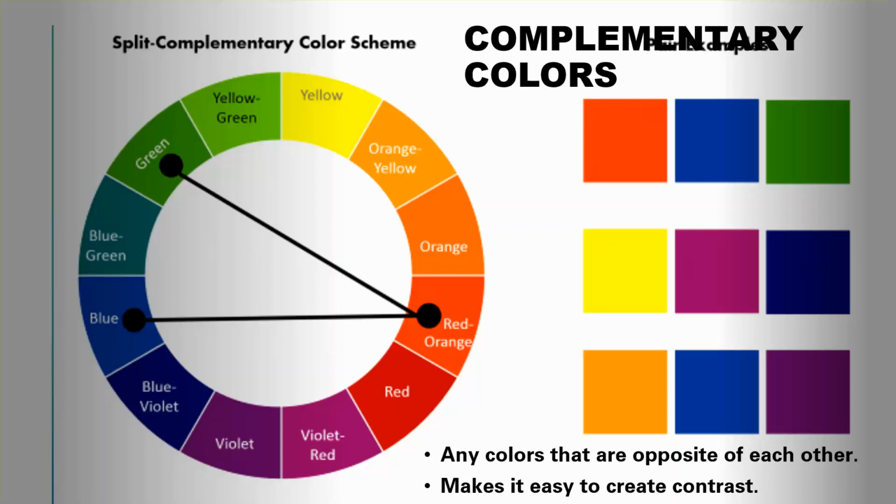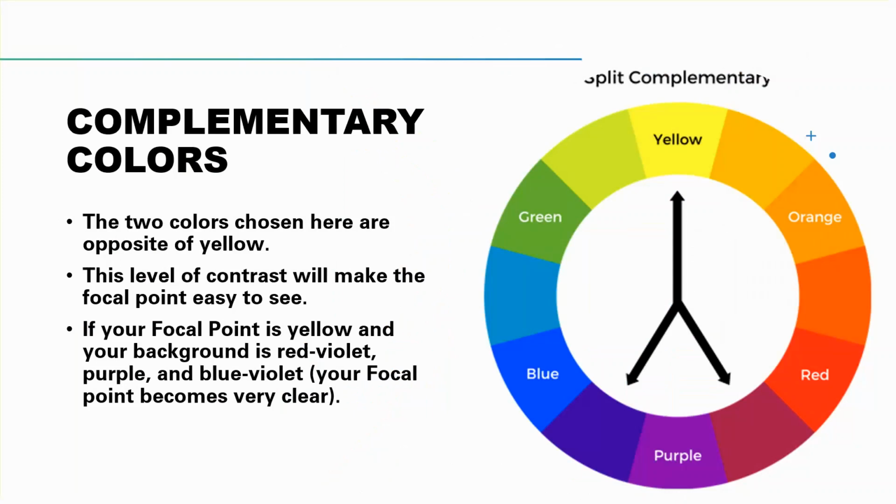Let's say, for example, you were to choose yellow as your focal point color and then violet and red violet, or violet and blue violet, as the background. That yellow will stand out, and that's the key: your focal point stands out in front of the background. If you look at this example, the yellow is the focal point, and you have two colors that are opposite of yellow as the background, and that level of contrast will make the focal point easy to see.